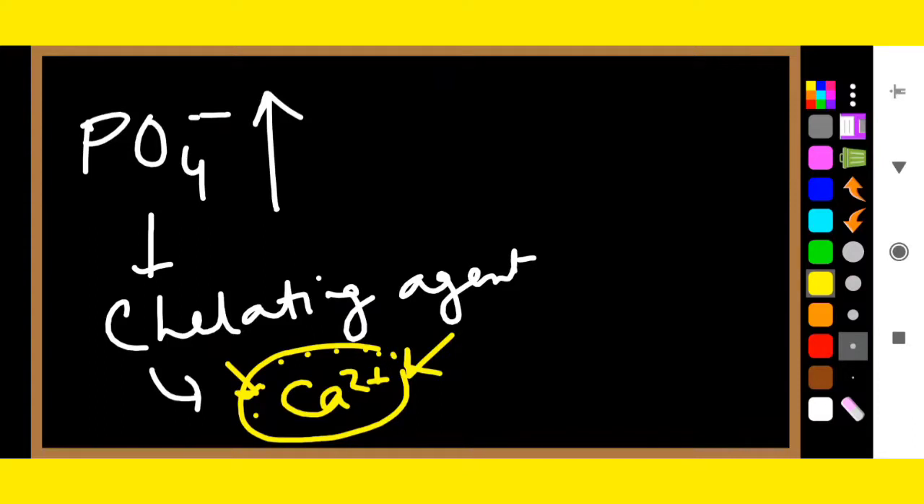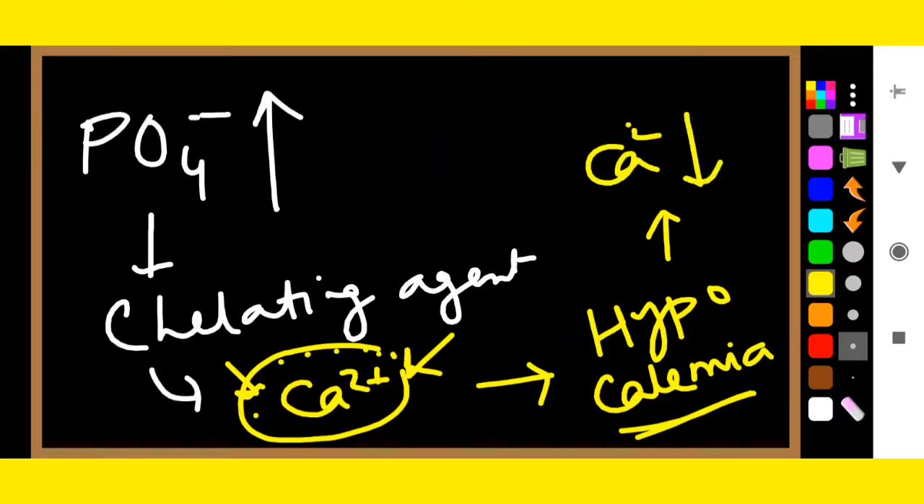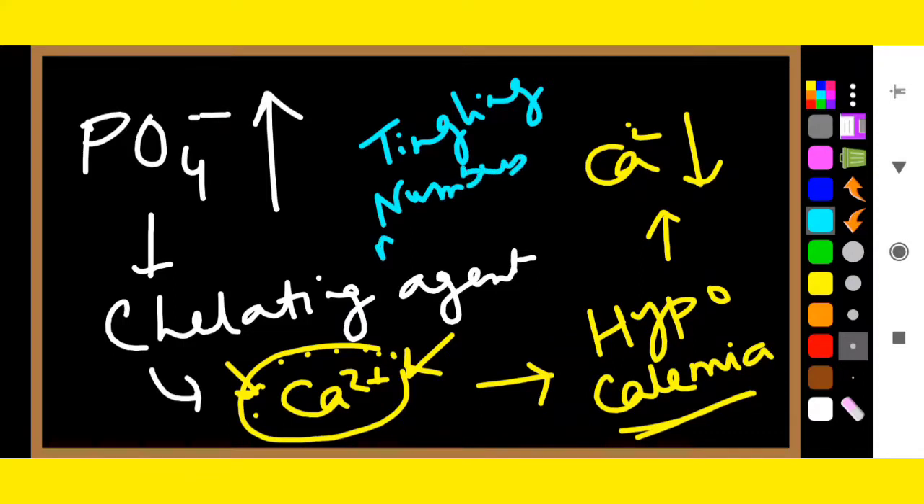So this phosphate will act as a chelating agent, and it will decrease the calcium level, so it will lead to hypocalcemia. So you can understand how the phosphate level increase in your body is chelating the calcium levels in your blood, and this leads to hypocalcemia. That means decrease in the amount of calcium in your blood. So what happens when you get the decrease in calcium level in your blood? What are the sensations you will get? When calcium decreases in your blood, you will get tingling sensation, numbness, and muscle spasm.